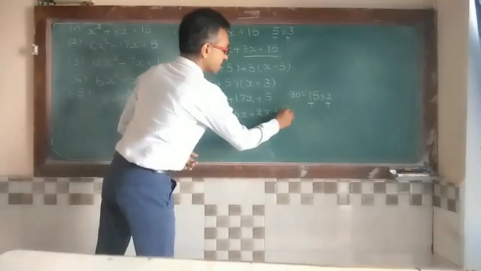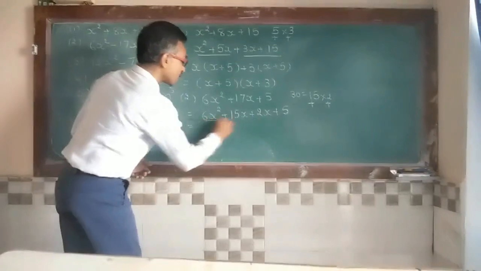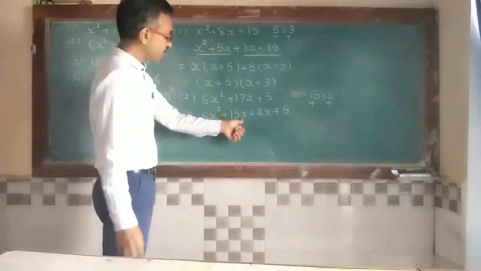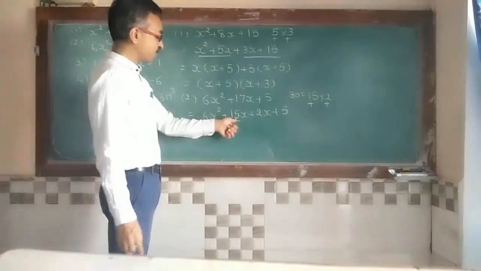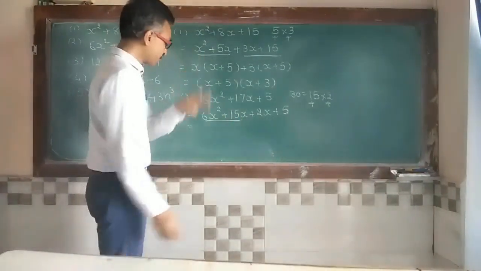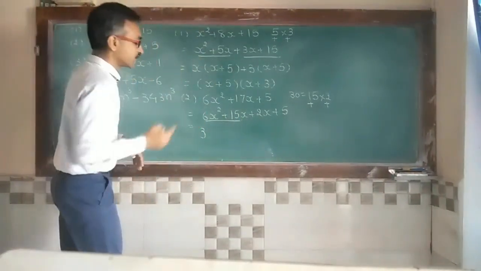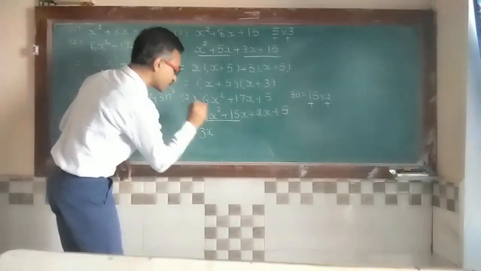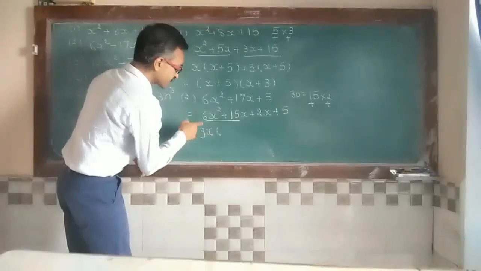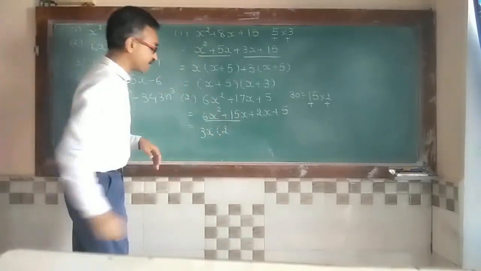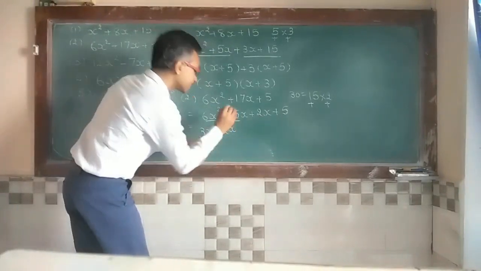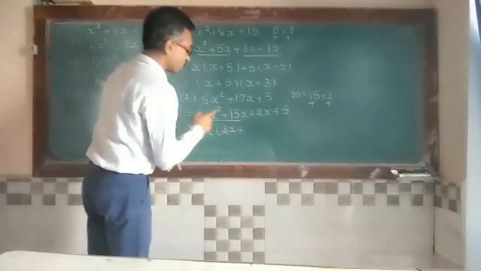Okay. Now take common out from the first two terms. Here 6x square, here 15x. So 6 and 15, the common factor is 3. So 3 is common out. Remaining here x square and here x, so x is also common out. So remaining is 3 into 2, that is 6, so 2 is remaining. Here x square, x is common out. Remaining is x.